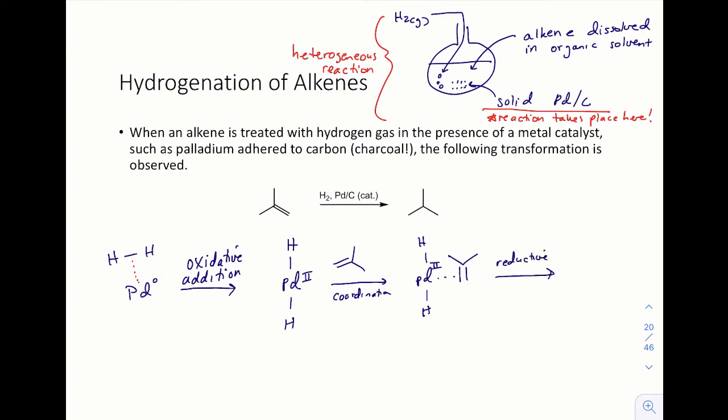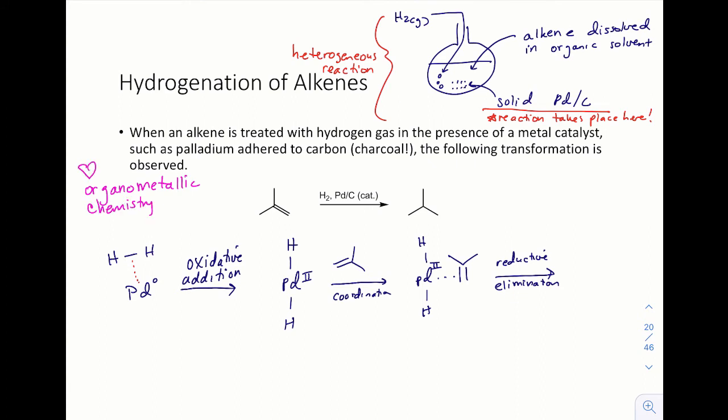These are all types of elementary steps that you'll learn about if you ever do take organometallic chemistry. So, chemistry majors, this is a type of inorganic chemistry, organometallic. It bridges organic and inorganic chemistry, and I really like it.